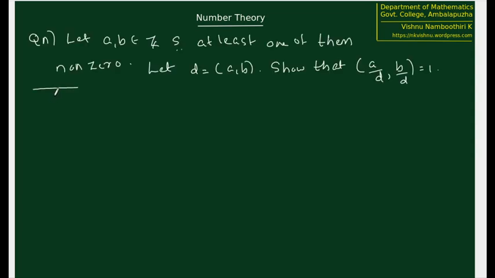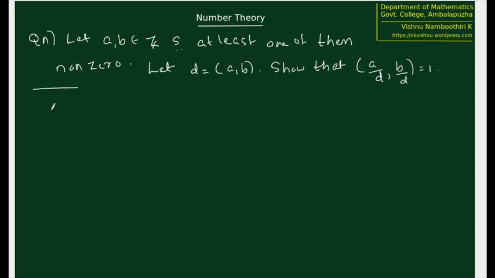So this is what we want to show. Given a, b, two integers, not both 0, and d the GCD of a and b, we want to show that if we take out the GCD d from both a and b, that is, we consider a by d and b by d, then the GCD of these two numbers is equal to 1. That means taking out the GCD leaves two new numbers with no common divisor other than 1. So we have to find the GCD of a by d and b by d, and verify that it is equal to 1.